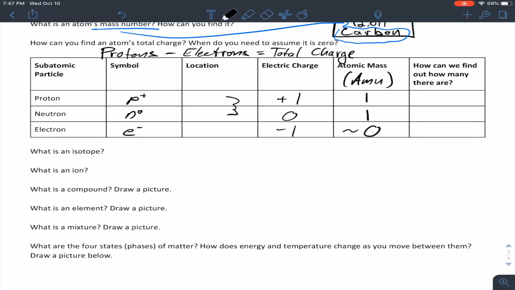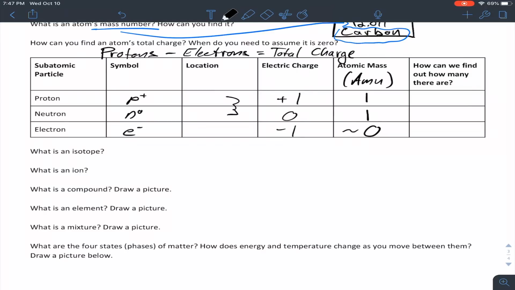It's like adding a penny to a millionaire's bank account. It's not going to make a difference, and especially for the level that we're doing chemistry, it's not going to make a difference for us. Okay, how can we find out how many there are? So how do we know how many protons? Well, the proton is just equal to the atomic number. So we always go to the periodic table, look at the atomic number. That tells us how many protons.